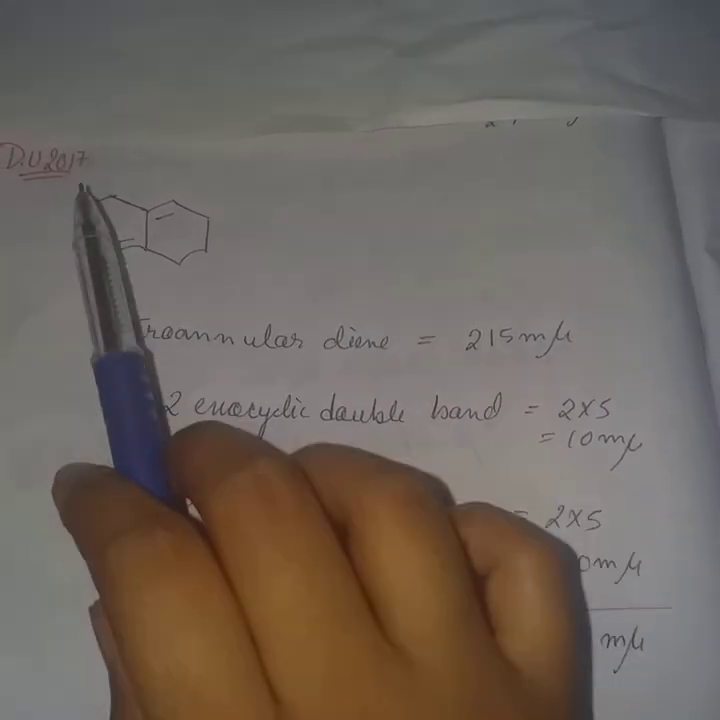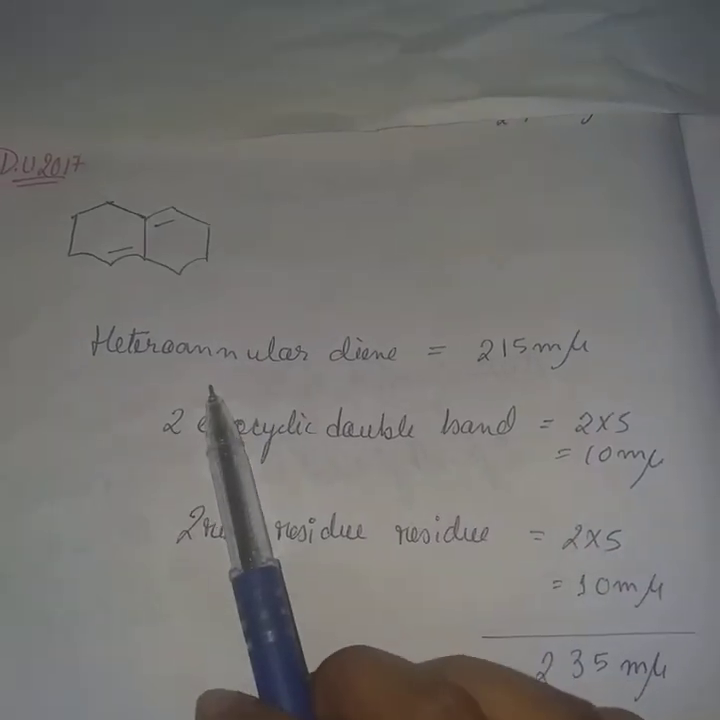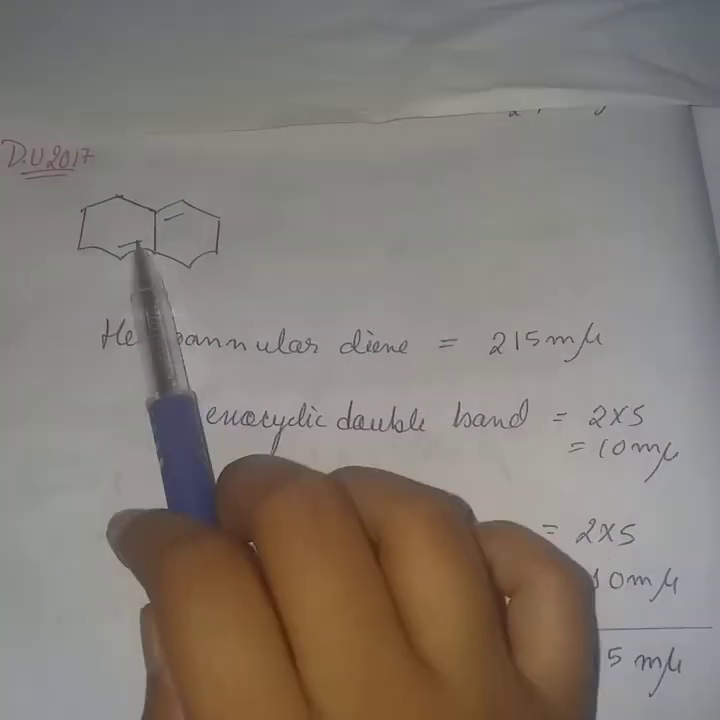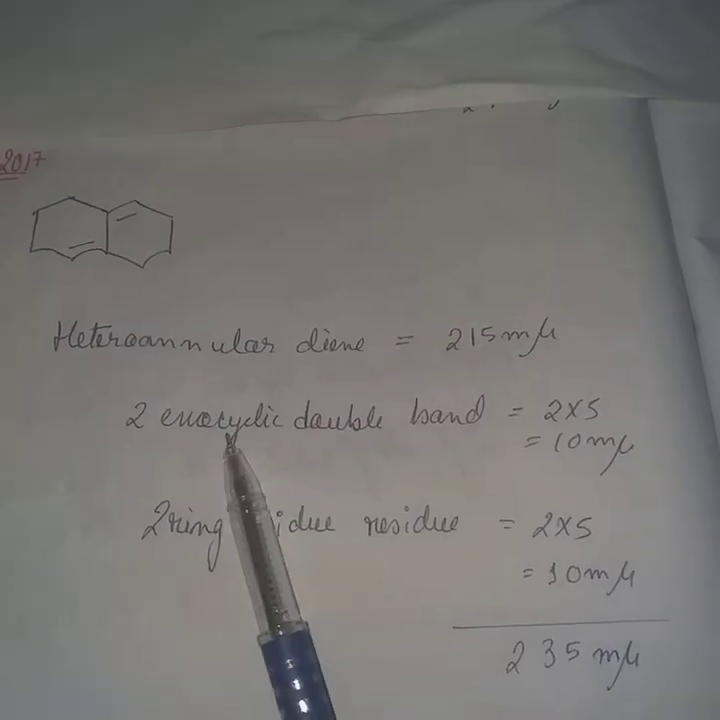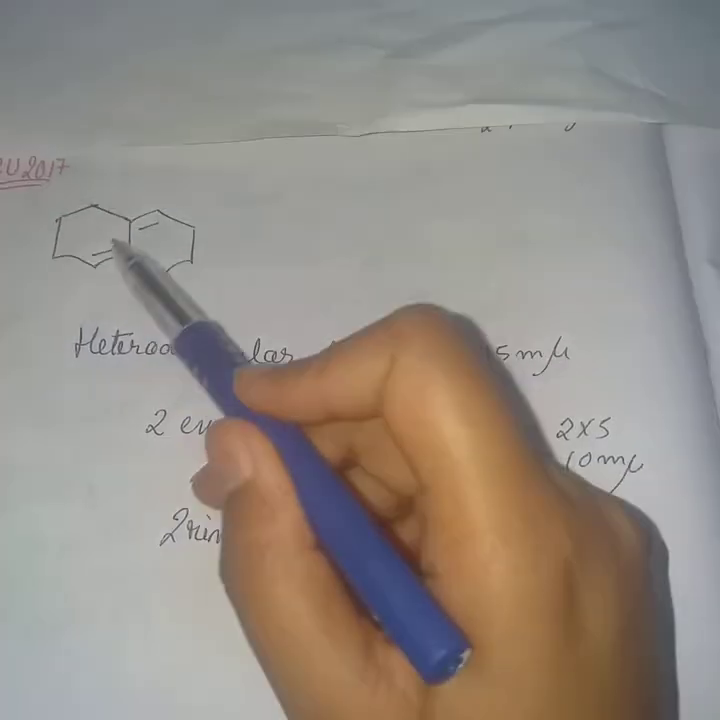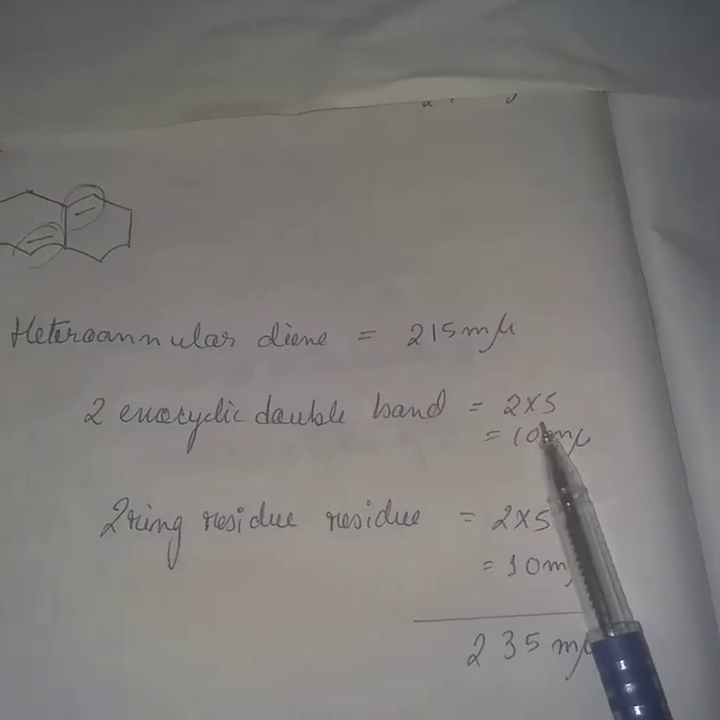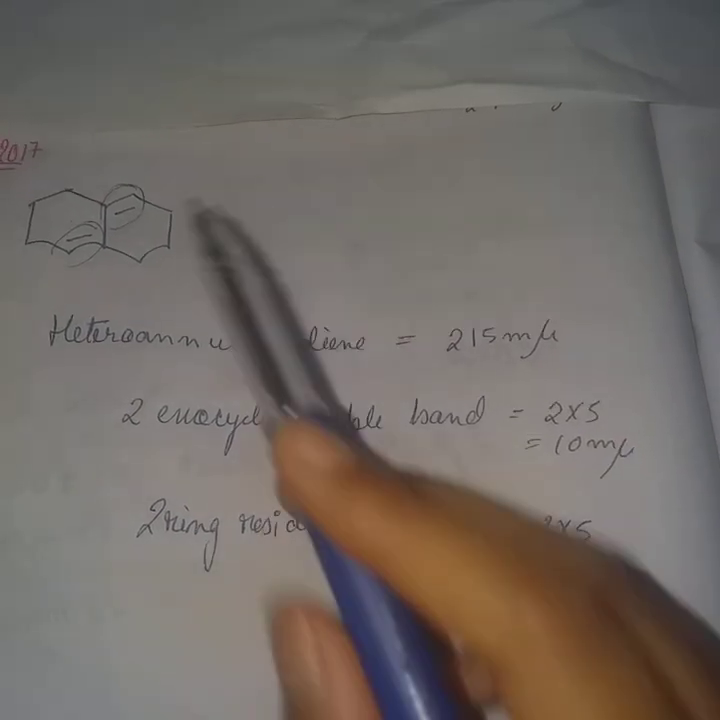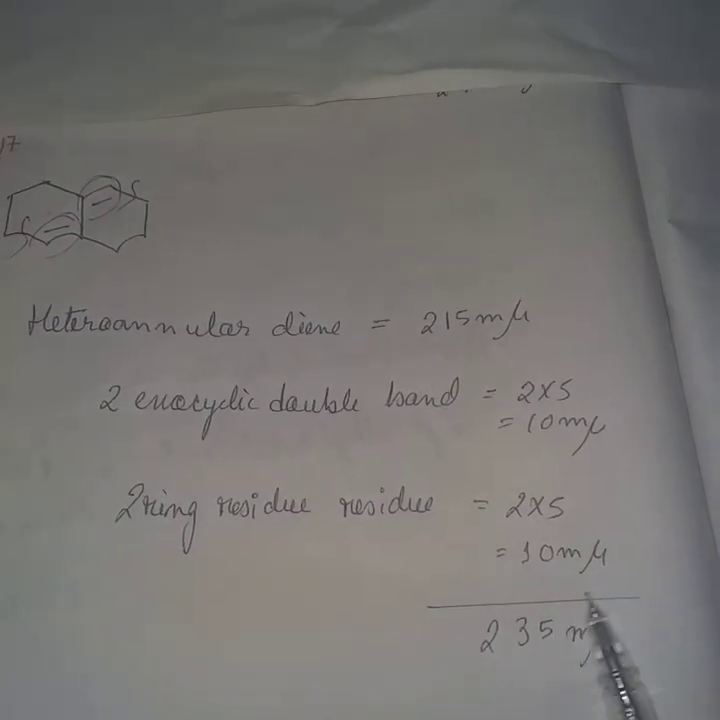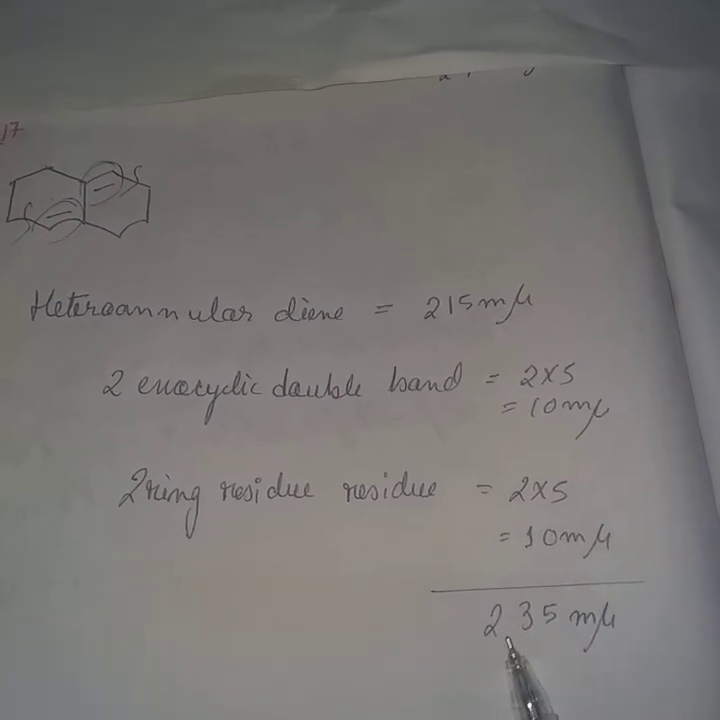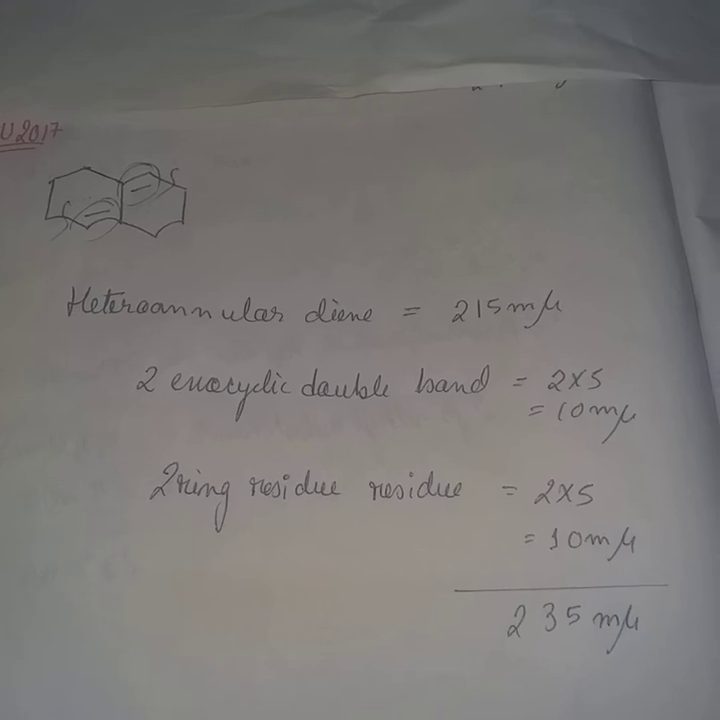This is another example from 2017 paper. It is a heteroannular diene, as the double bonds are in different rings. 2 exocyclic double bonds are there. For this ring, this is an exocyclic double bond; for this ring, this is an exocyclic double bond. So we have taken this. Here there are 2 ring residues, therefore we have taken 2 into 5. This is the total absorption maximum.